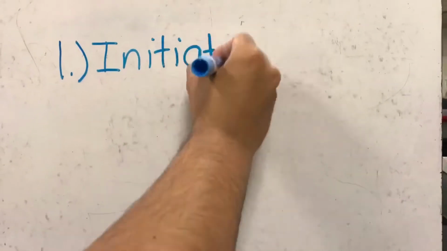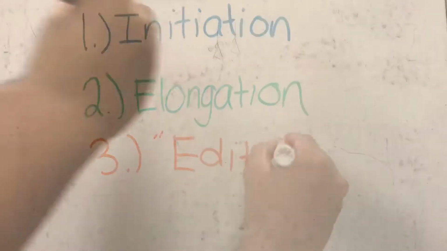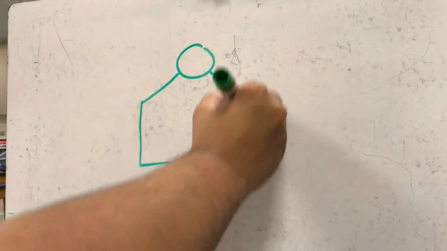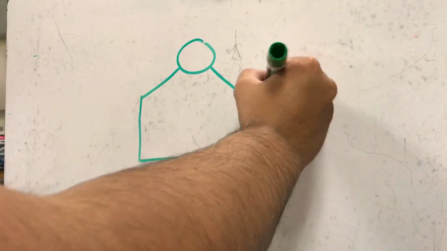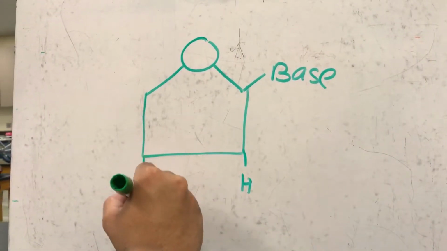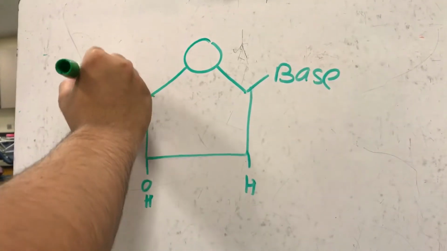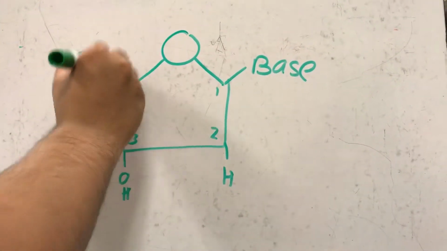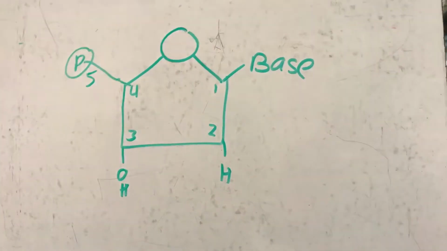The three stages of DNA replication are initiation, elongation, and edits. To understand the basics of DNA replication, we need to look at the structure of deoxyribose. Deoxyribose has 5 carbons.